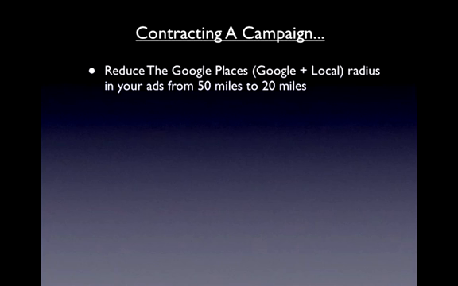So the first thing here, as you can see on the screen, is reducing the Google Places radius, also now called Google Plus Local. I've been saying Google Places for so long, so you know what I mean if I say either one of those. Reduce the radius in your ads from 50 miles to 20 miles. When you add your Google Plus Local account into your Google AdWords ad, it gives you an option to choose: do you want your ads to show when people search from a 20-mile radius, a 50-mile radius, or a 100-mile radius? In the previous video, I mentioned that a lot of times I start with a 50-mile radius. Well, if you want to contract a campaign, you would go to a 20-mile radius.